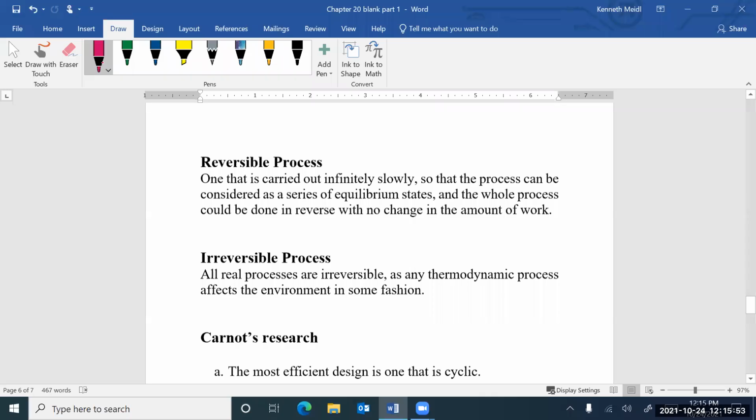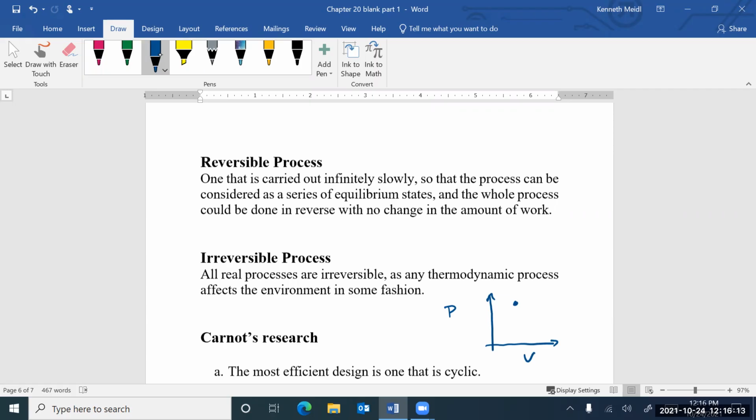Now, Sadi Carnot, so this is a French name, finds out that the most efficient design is one that is cyclic. And you go, okay, what do you mean? What is cyclic? When you're looking at a gas process, that's one of these PV diagrams that I've already introduced you to. So the gas is somewhere on that graph. It's at a certain pressure, it's at a certain volume.